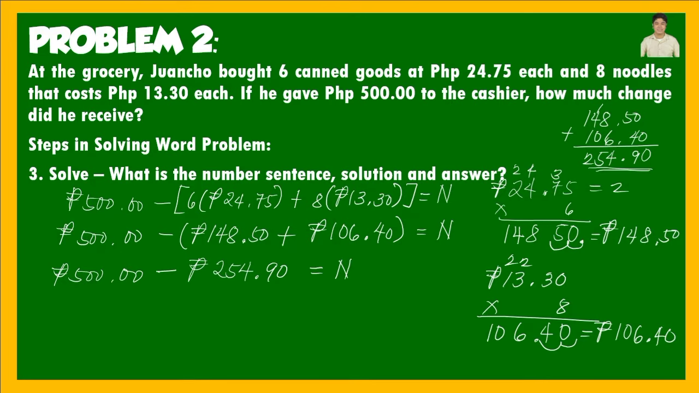Now, yung last step natin, kailangan natin pag-subtract yung dalawa. So, yung 500 pesos and 254 pesos and 90 centavos. So, pwede nating ilagay dito 500 pesos minus 254 pesos and 90 centavos. 0 minus 0, that is 0. 0 minus 9 cannot be. So, mangiiram tayo. So, magbaborrow tayo.